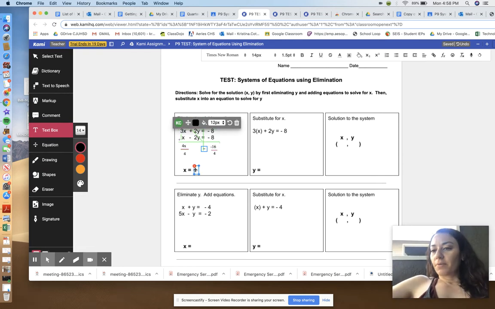And I finally get to my answer, right? So in my calculator, I put negative 16 divided by 4. Negative divided by positive is negative. So the answer is negative 4. Boom. See how easy that is?